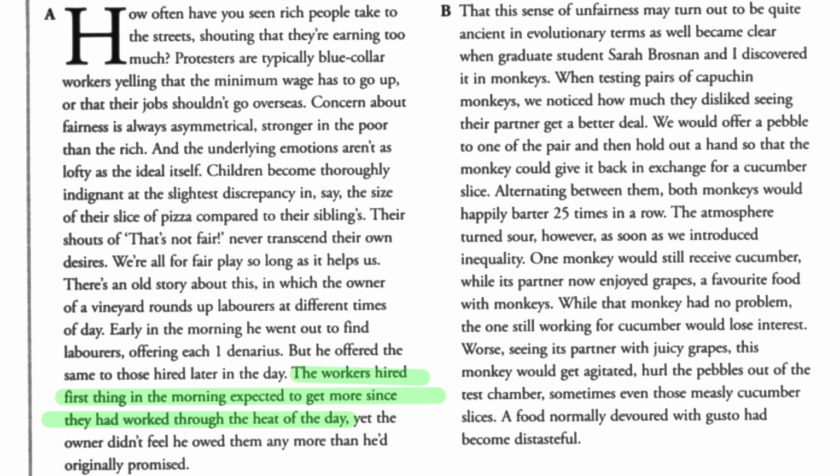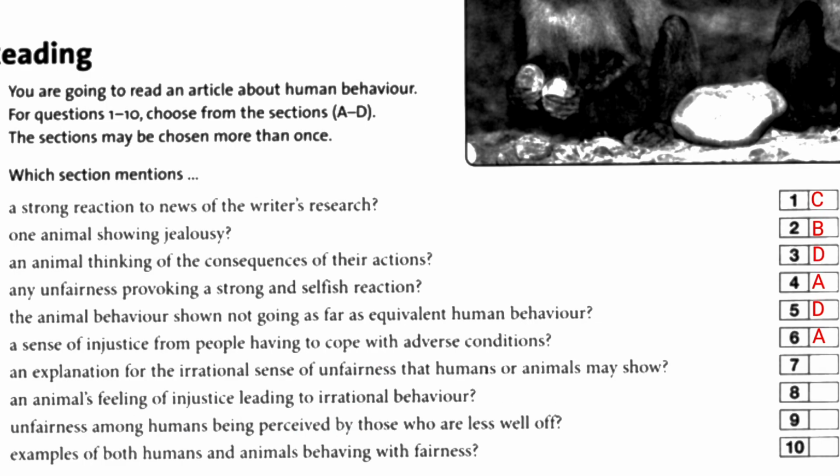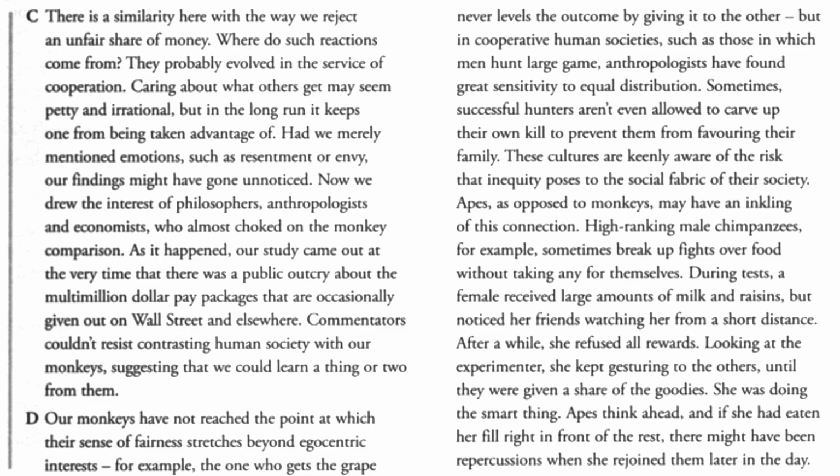Okay, so number 7, which section mentions an explanation for the irrational sense of unfairness that humans or animals may show? So I think it's here in this sentence, it says, where do such reactions come from, right? They probably evolved in the service of cooperation. Caring about what others get may seem petty and irrational, but in the long run, it keeps one from being taken advantage of.